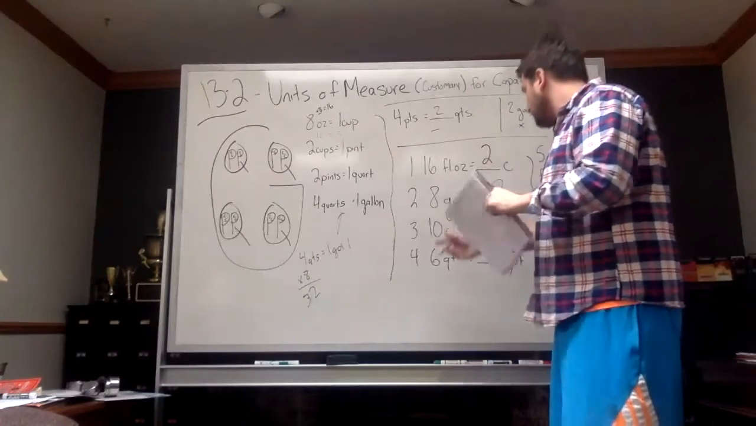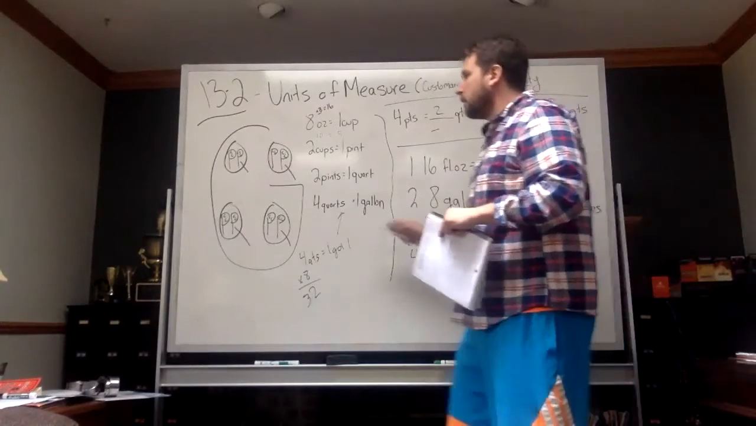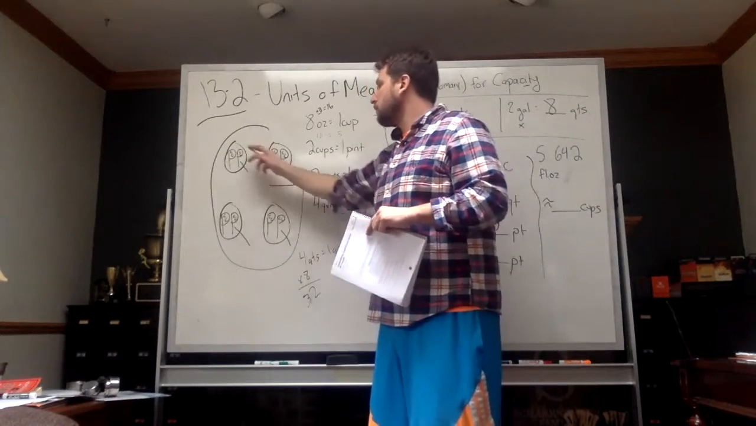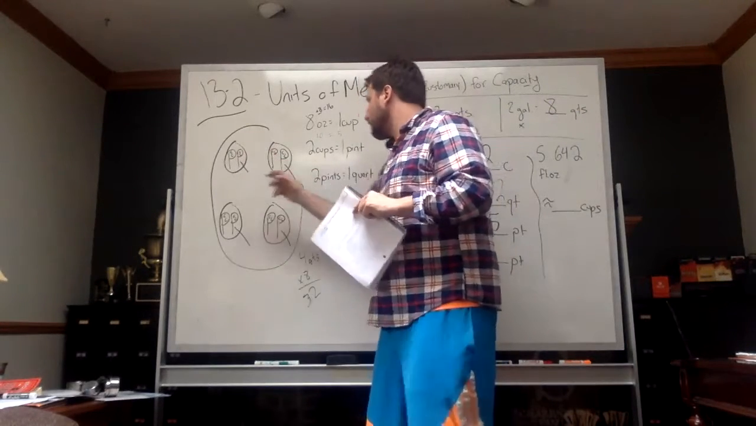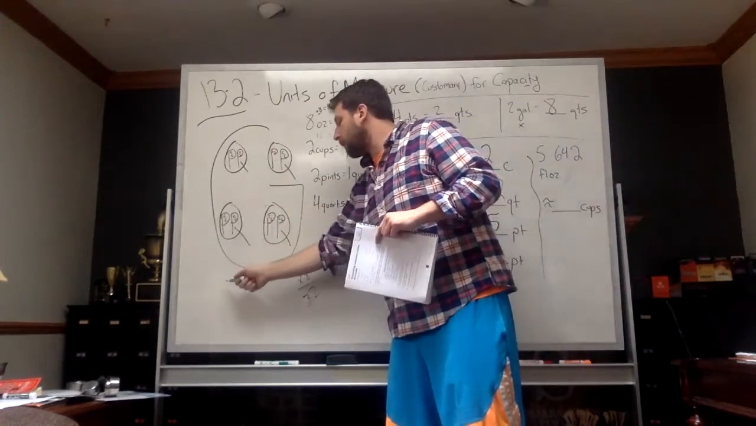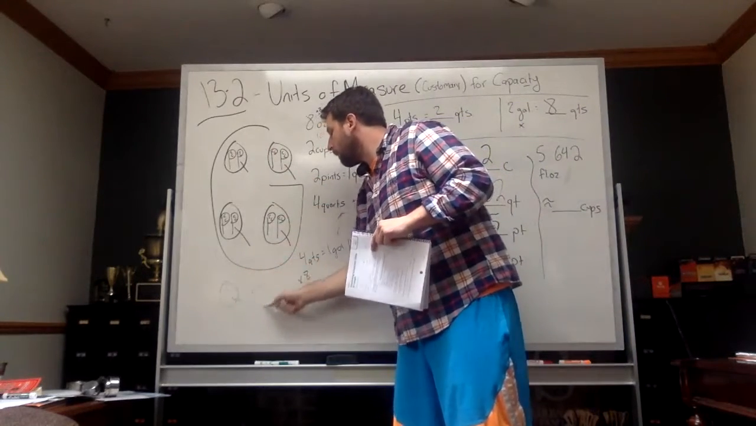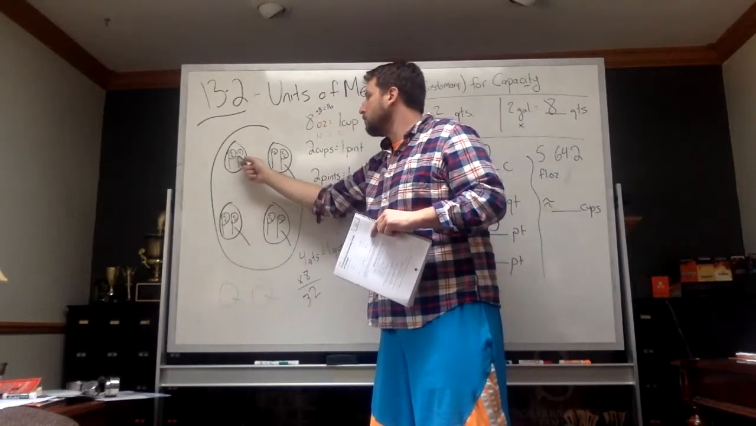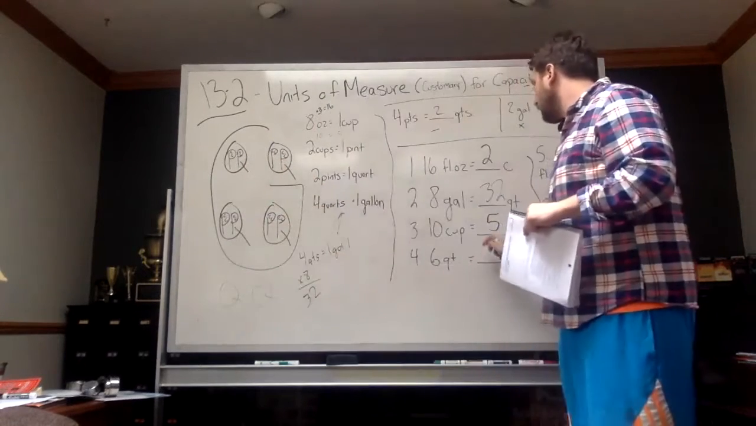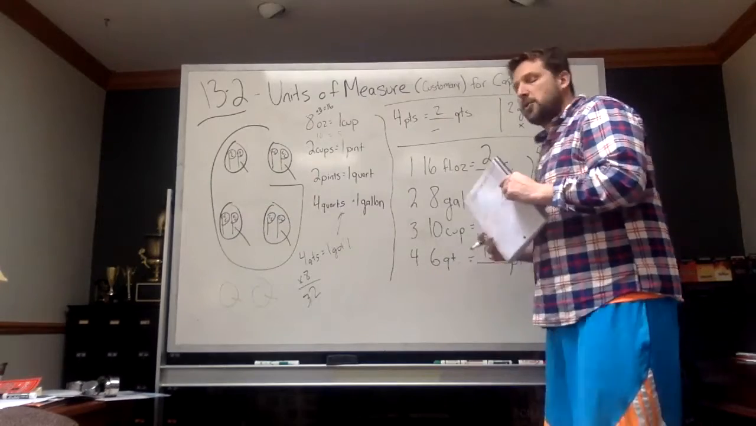And the last one, 6 quarts is how many pints? Again, you can see there are 2 pints in every quart. 2 Ps in the Q. So now if we have 6 quarts, that means we have 1, 2, 3, 4, and another 2 down here, and there are 2 in each one. 2, 4, 6, 8, 10, 12. You're taking that 6 and multiplying by 2.